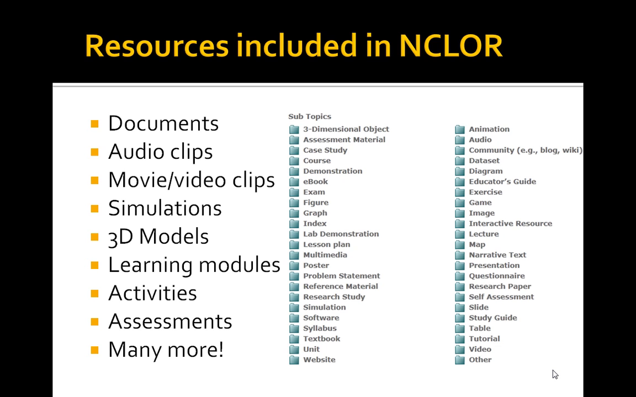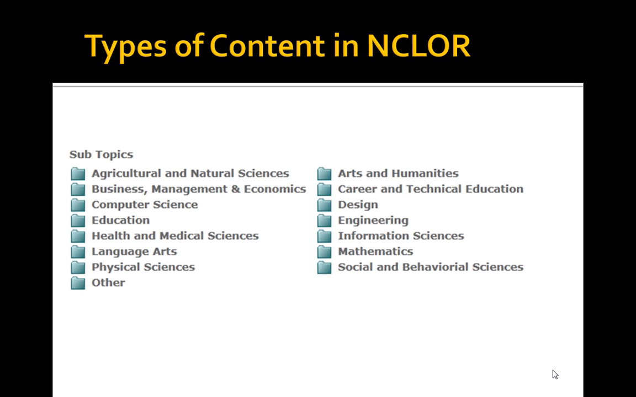Some of the things you can find in the NCLOR are documents, audio clips, movies, videos, simulations, 3D models, learning modules, ready-made activities, assessments, and tons more, as you can see on the right-hand side. There's a type of activity for anything you might want to do in your Moodle course. The areas in NCLOR cover pretty much every curriculum content area we have on this campus, from the sciences to math and computing and the humanities.